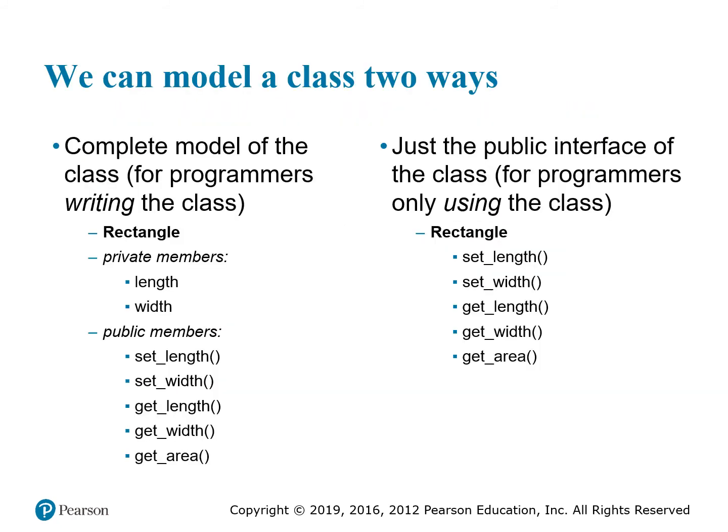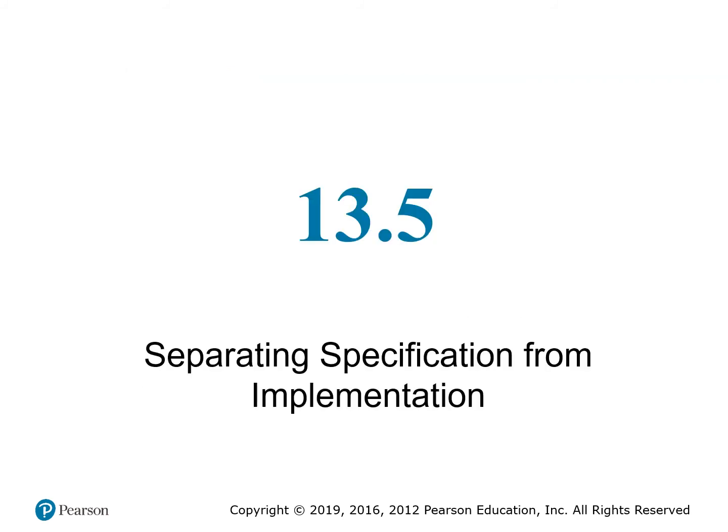So we can, in fact, model a class two ways. You can write a complete model of the class for programmers, which is mostly of use to the programmers writing the class, which tells you what the private members are and what the public members are. But there's also the public interface, which is what's published for programmers who are just using the class. Those people don't need to know how you're storing length or width, whether you have an area variable or not. They just need to know what the names are of the setter and getter functions that they can call. And that's called separating specification from implementation.